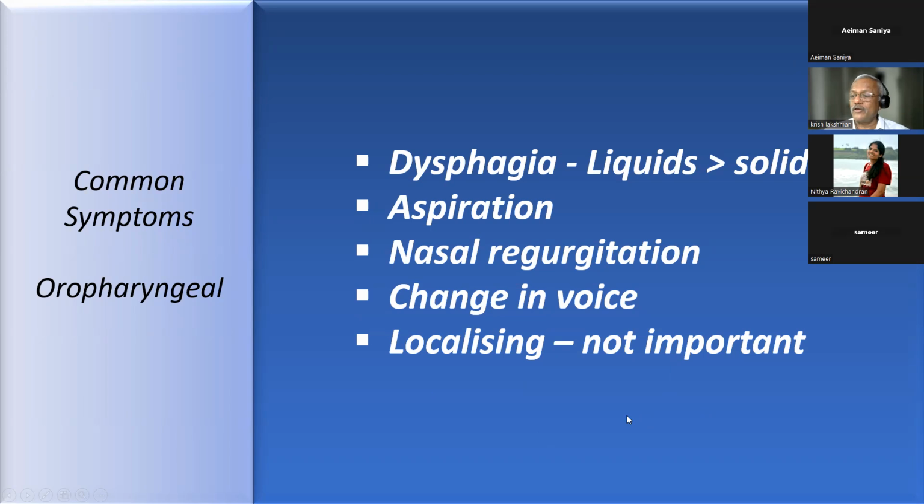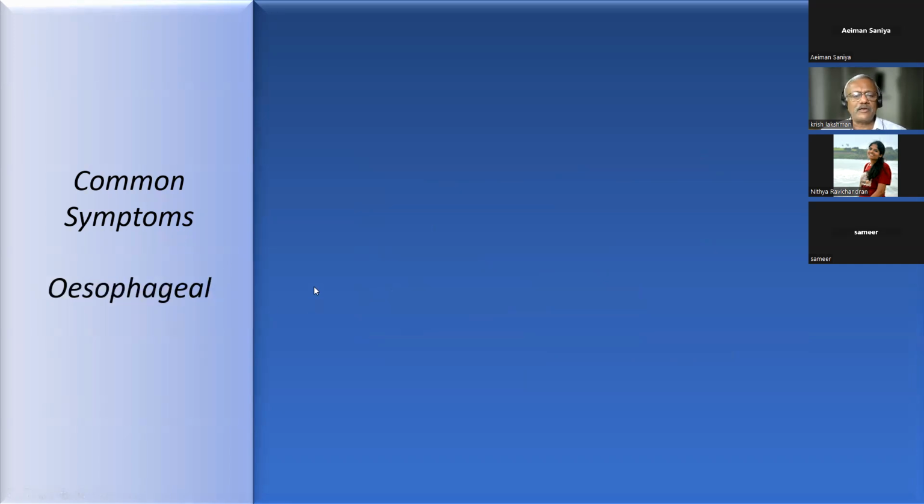This is in neuromuscular disease. Whereas in a mechanical disease like a stricture or a carcinoma, the patient will fairly accurately tell you where it gets stuck: in the neck level, mid esophageal level, lower esophageal level. In a mechanical problem, localizing is important. But in a neuromuscular issue like a motility disorder, it doesn't really tell you. Localizing is not important. They may say I have a problem in the mid esophagus, but the problem may be elsewhere. That is something you must understand as clinicians.